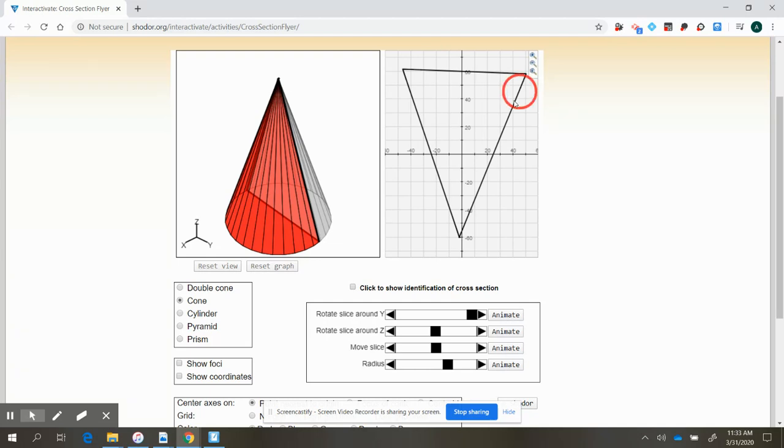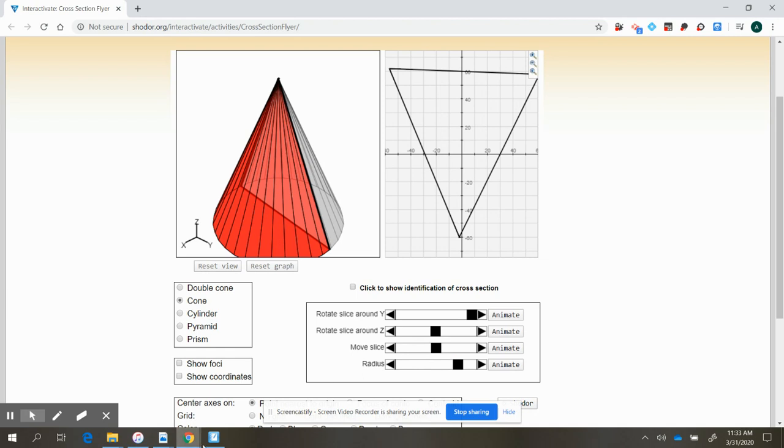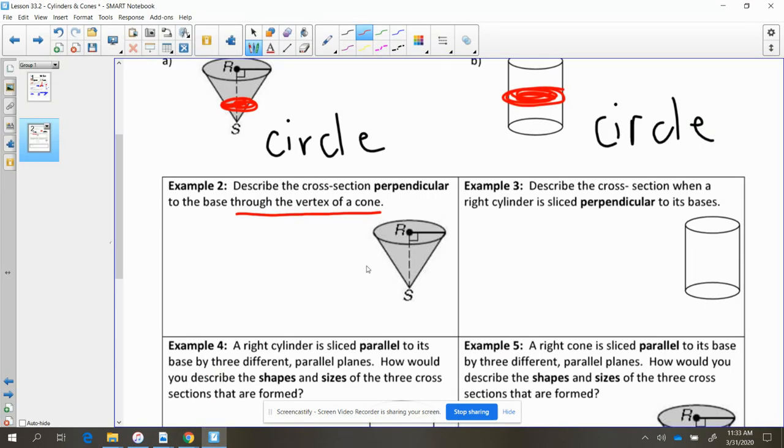Notice, very similar to what we talked about yesterday with the pyramid, when you are through the vertex, no matter the size of this, it's creating a triangle on this particular one. So we're going to see a triangle when it's through the vertex.